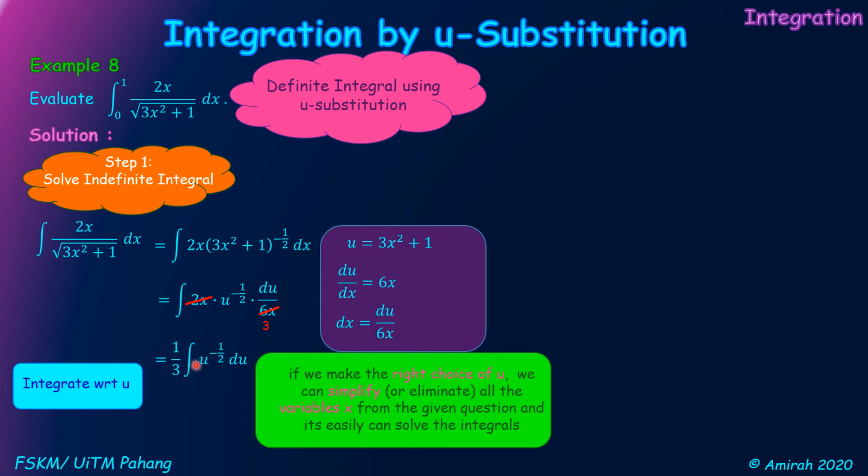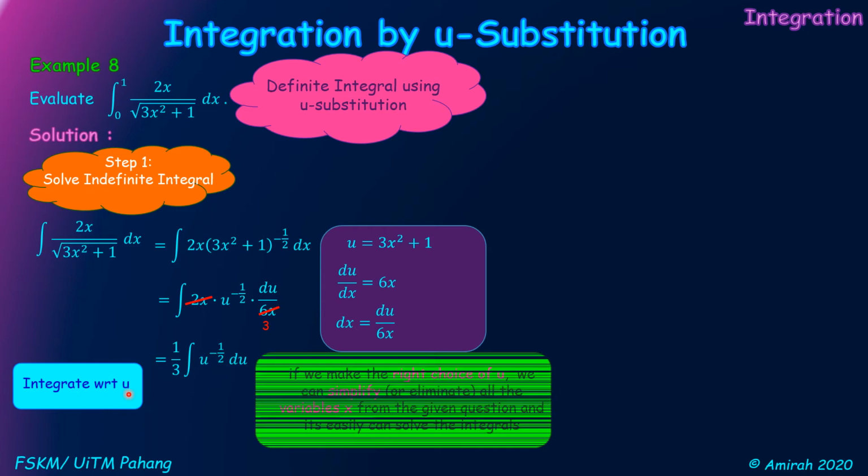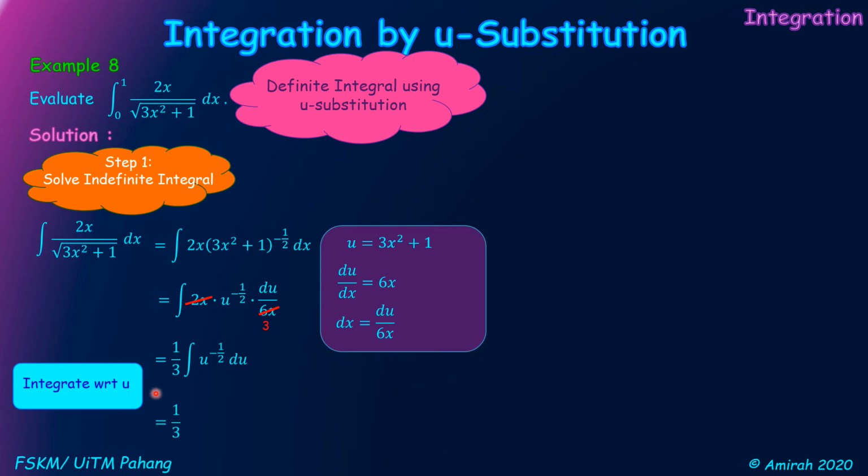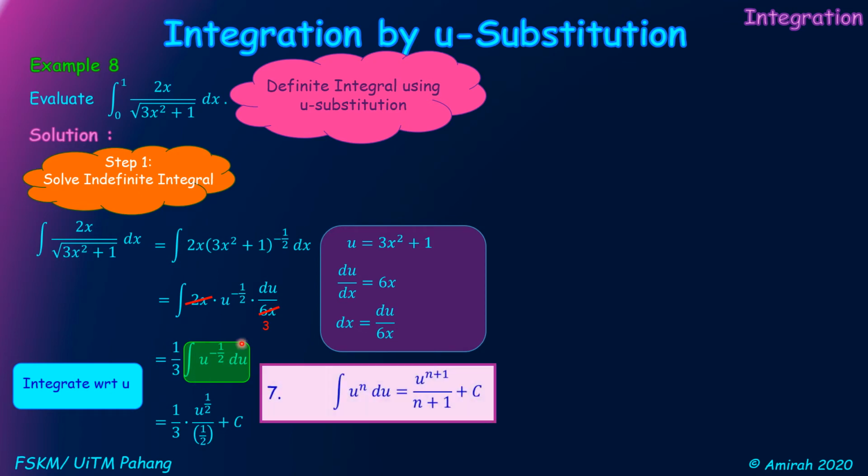After we get variable u and du, we can integrate with respect to u. After we integrate, we still have the constant 1 over 3 here, and when we integrate u to the power of negative half, we have u to the power of half over half. We use this formula.